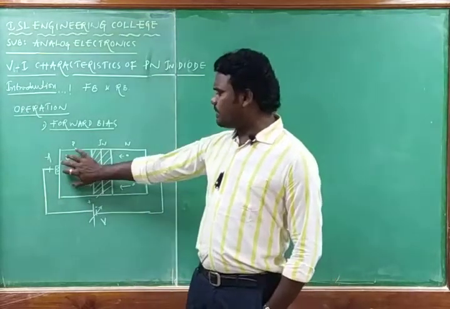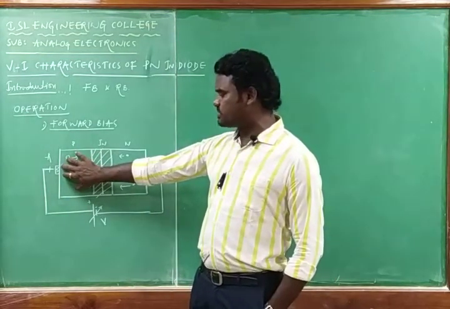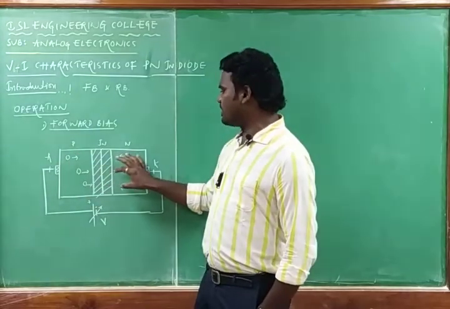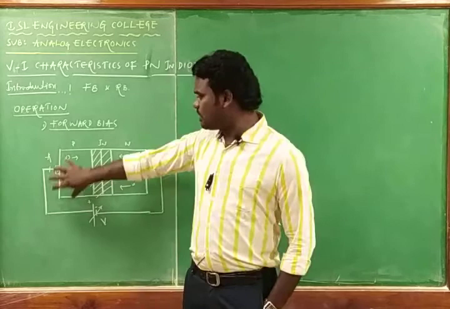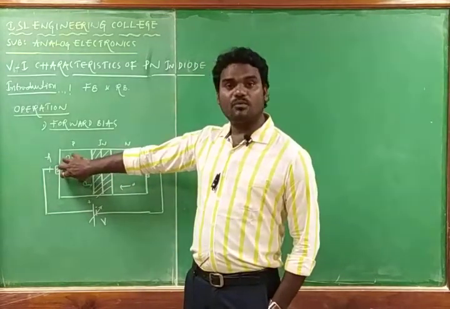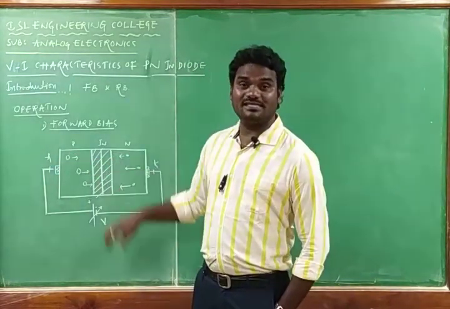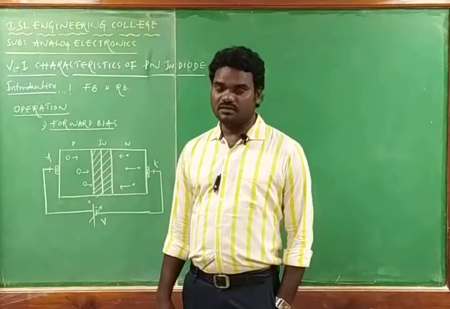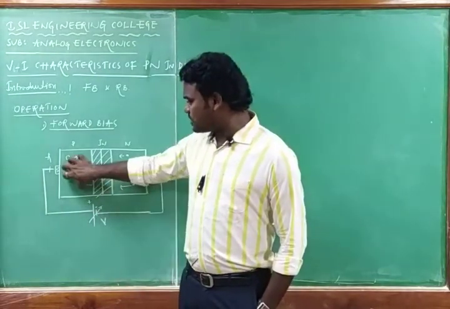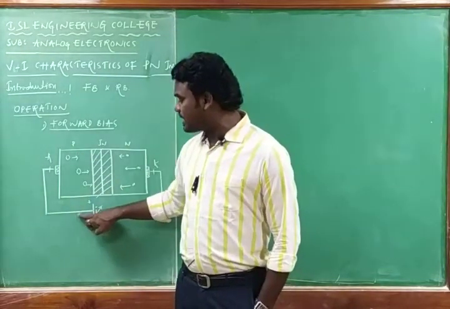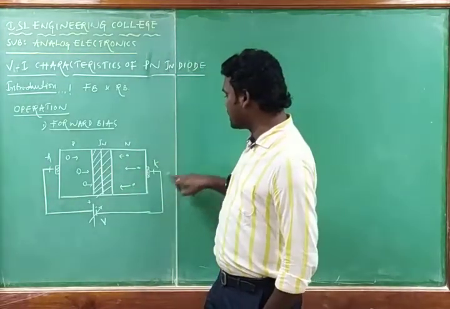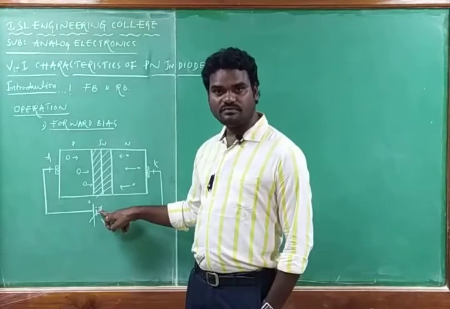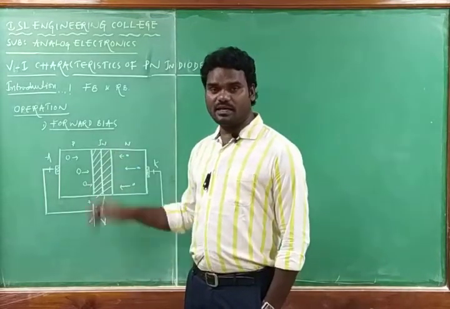Now we know that P has more positive charges than negative, whereas N has more negative charges than positive. That means P is positively charged, whereas N is negatively charged. This positively charged material is connected with the positive, whereas this negatively charged material is connected with the negative, so there is a repulsion.